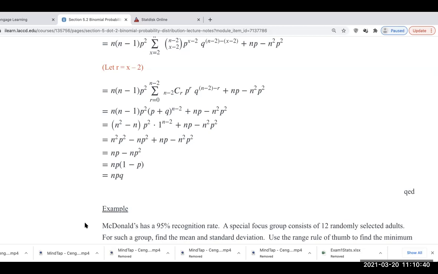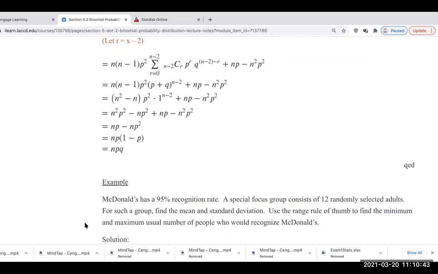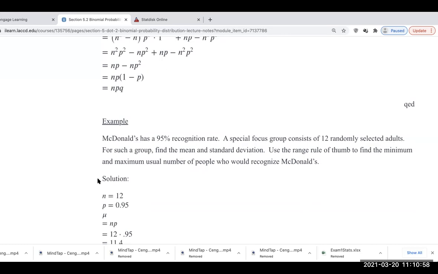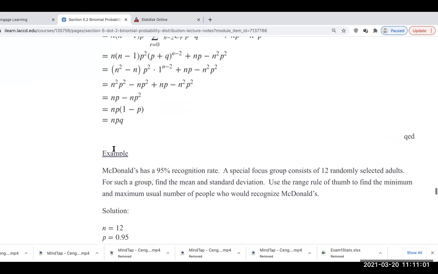McDonald's has a 95% recognition rate. A special focus group consists of 12 randomly selected adults. For such a group, find the mean and standard deviation. Use the range rule of thumb to find the minimum and the maximum usual number of people who would recognize McDonald's. So in this case, n is 12. I have a fixed finite number of independent trials. Success is that they recognize McDonald's, and the probability of success is 0.95.